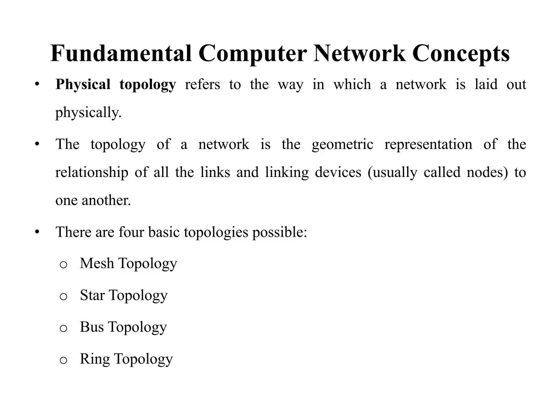Physical topology refers to how the network is laid out physically. The topology of the network is the geometric representation of the relationship of all the links and the linking devices, called nodes, to one another. Here four basic topologies are possible. First one is mesh topology, star topology, bus topology and ring topology.